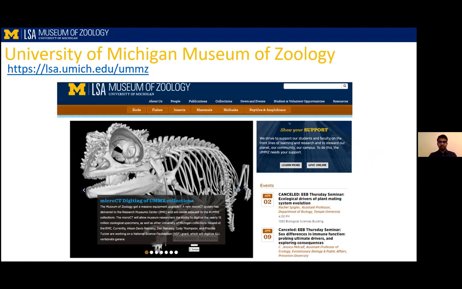Now, of course, with all of these different potential research questions that can be asked, having a CT scanner in-house at our museum means that we have an excellent resource to study the specimens that we have in our collections.